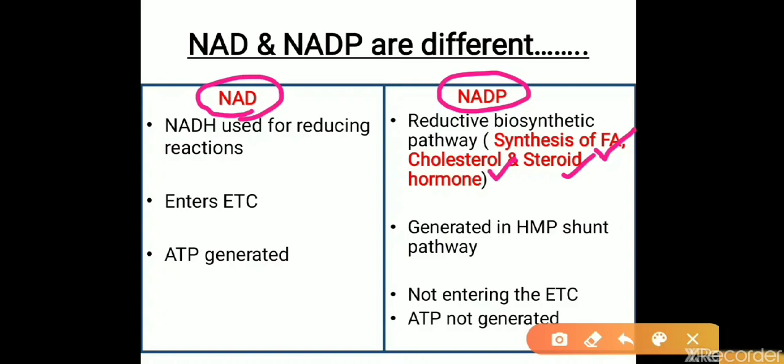And you should know how NADP, or NADPH, is produced in our body. Mainly it is produced by the HMP shunt pathway. So this HMP shunt pathway has two functions. One is production of NADPH, second one is production of pentose sugar. And NADPH does not enter into the electron transport chain. So ATP is not produced from NADPH.